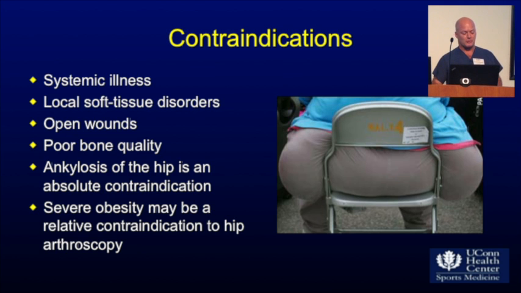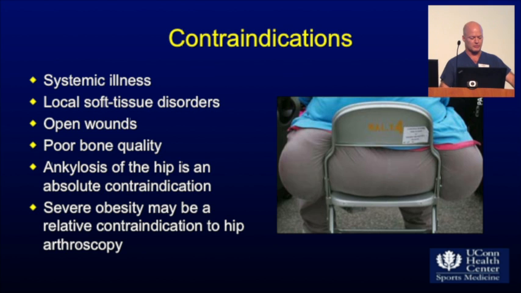Local soft tissue disorders, open wounds, poor bone quality. These are generally contraindications to a lot of joint surgeries that we do elsewhere in the body. Severe obesity may be a relative contraindication just because of your logistics and your setup, and you really have to think about it. You may have to augment the table. If you have some of the tables that are more balanced or don't have the great balance mechanisms that the new Arthrex table may have, you have to think about what's the reality of the limitations of your setup.